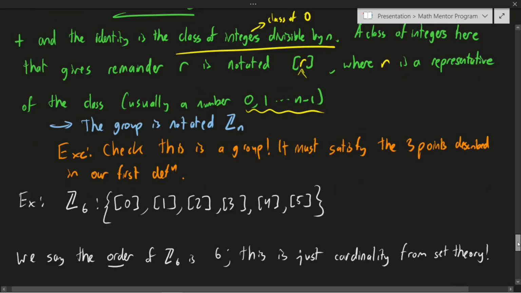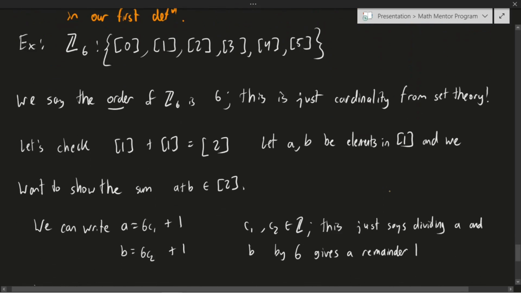Okay, so to close it off, we'll look at a specific example, which is Z6. Now, again, the group itself is composed of these classes, the 0 class, the 1 class, the 2 class, 3, 4, and 5. And this just means the set of all numbers whose remainder is 0 when you divide by 6. The order of our group Z6 is 6, and what this means, the word order, is just the cardinality that we remember from set theory. So literally in the finite case, you just get to count how many things are inside. Okay, so we're actually going to check now that the addition here works, right?